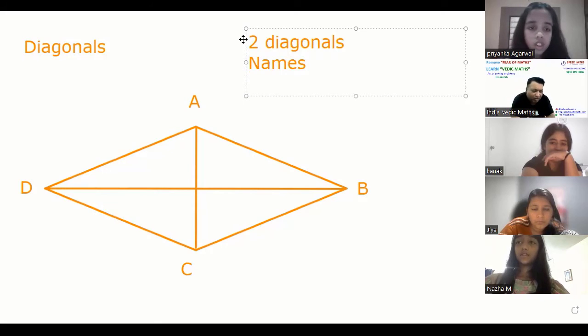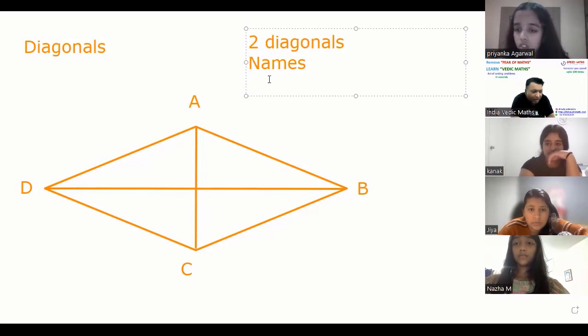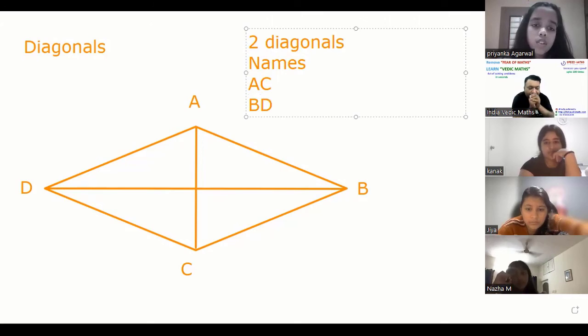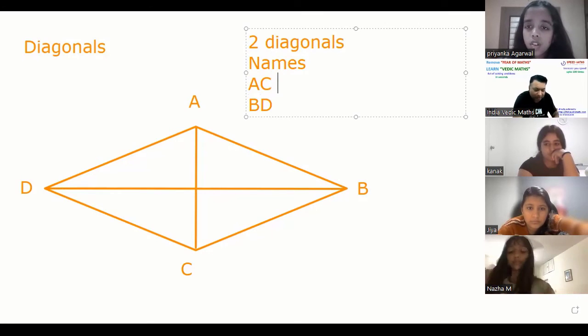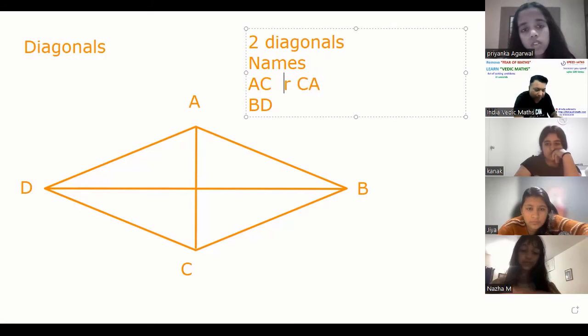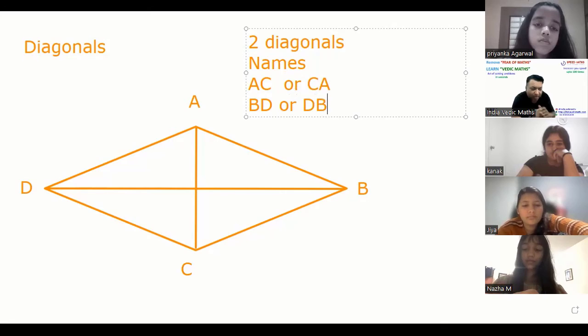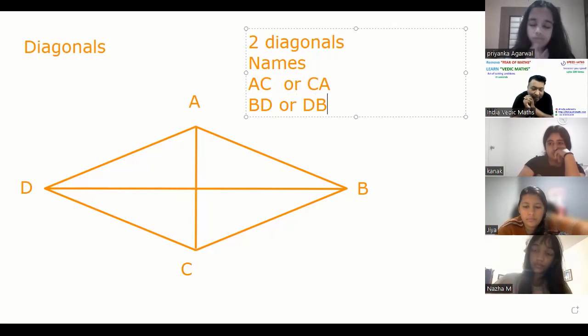Kanak, what are diagonals? Sorry. Yes, what are the names of the diagonals? AC and DB. You can say AC or CA, both are correct. Or you can say BD, it's correct in order. Clear everyone? What are diagonals and all?